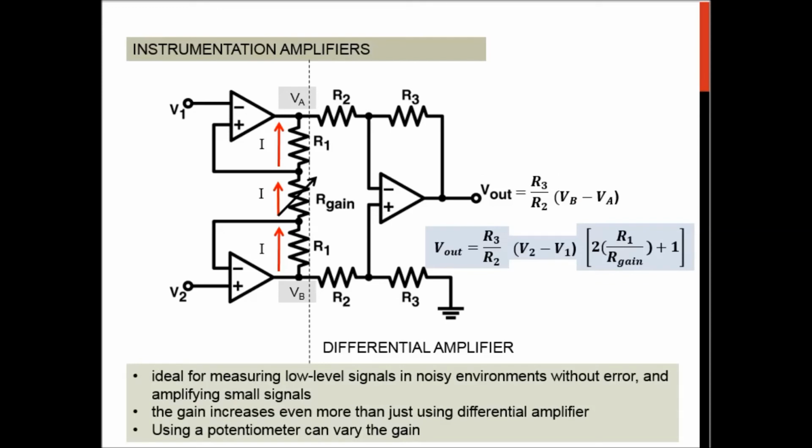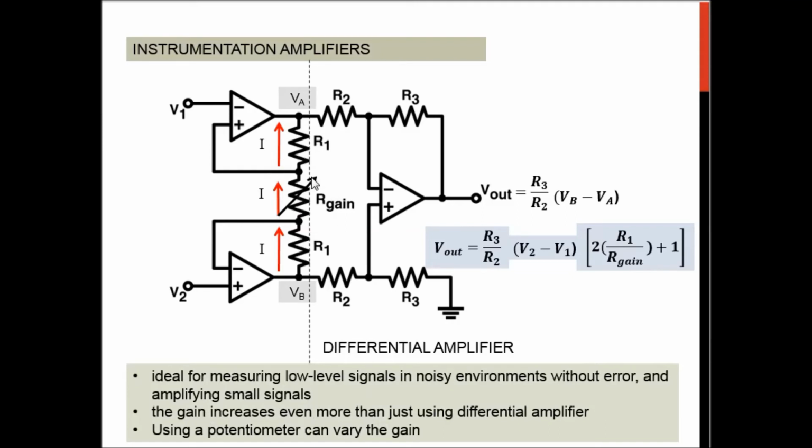Okay, so the next amplifier is the instrumentation amplifier, which is much better than the differential amplifier because it is ideal for measuring low-level signals in noisy environments without error, and you can also increase the gain by having this potentiometer here.